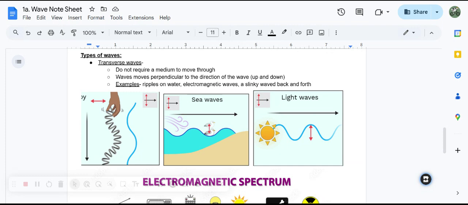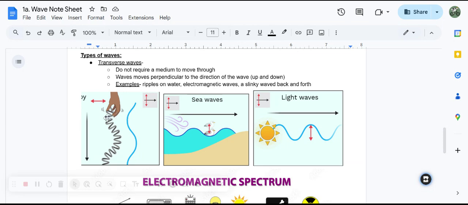These waves move perpendicular to the direction of the wave. So meaning the wave moves up and down, right? If you're thinking about the ocean, the wave itself moves up and down, up and down, while the actual wave is moving side to side, right? We've got the trough and the crest going from down to up, back down and up, but the wave is crashing horizontally against the ocean.